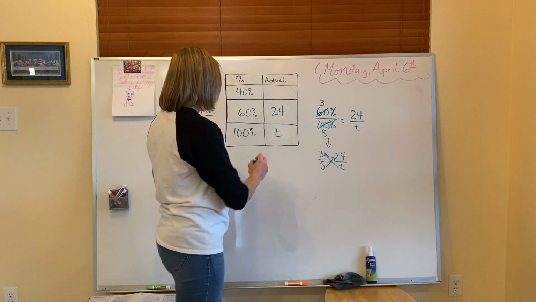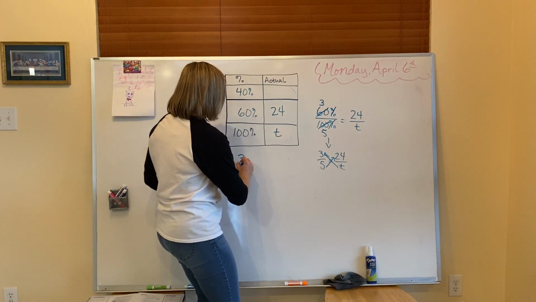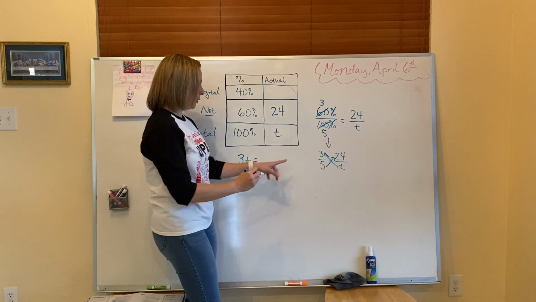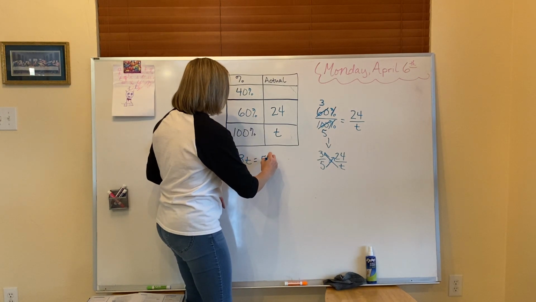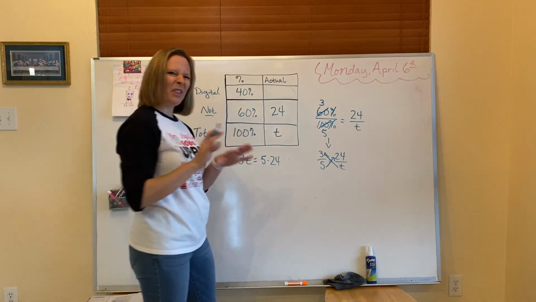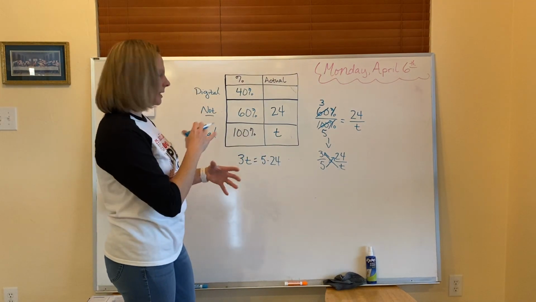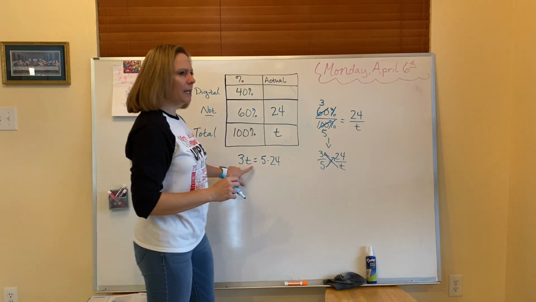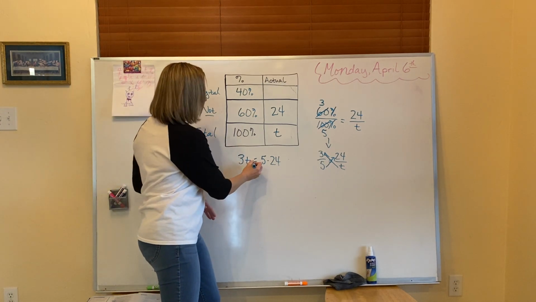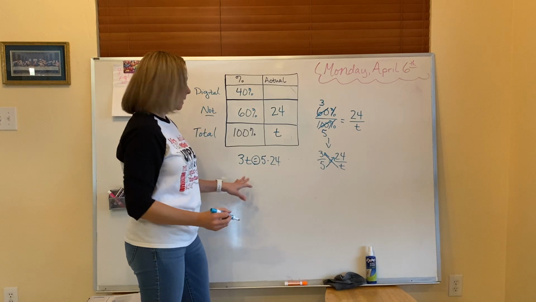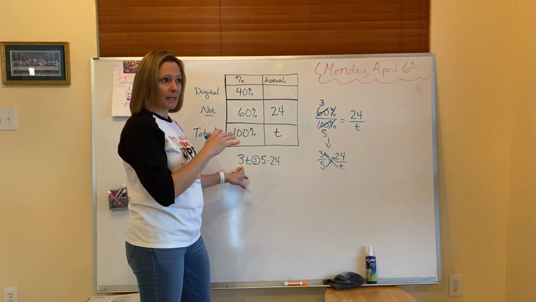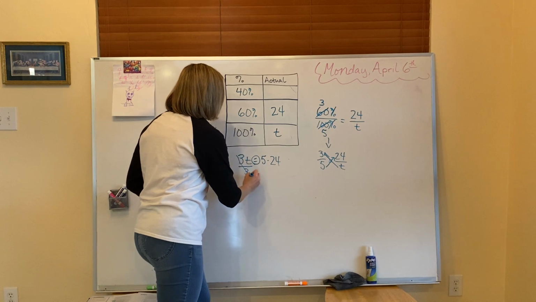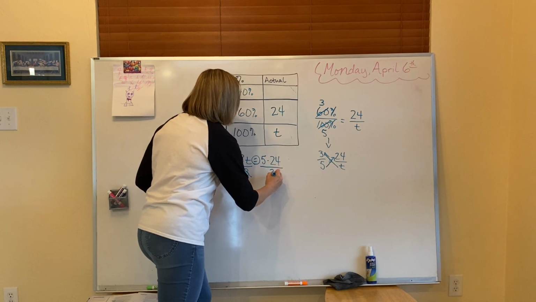All right, we've got 3T. 3 times T is equal to 5 times 24. Let's leave it the way it is, and let's keep going with our problem. 3 times T, how do we get T on a side of the equal sign by itself? Since we're multiplying, we'll do the opposite: we'll divide by 3 on each side.